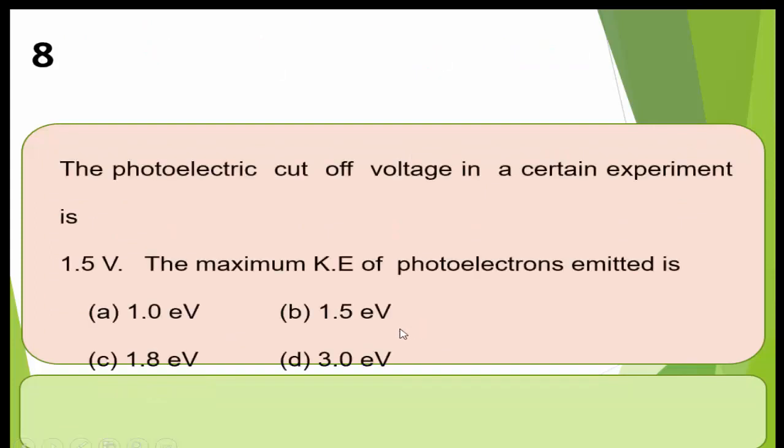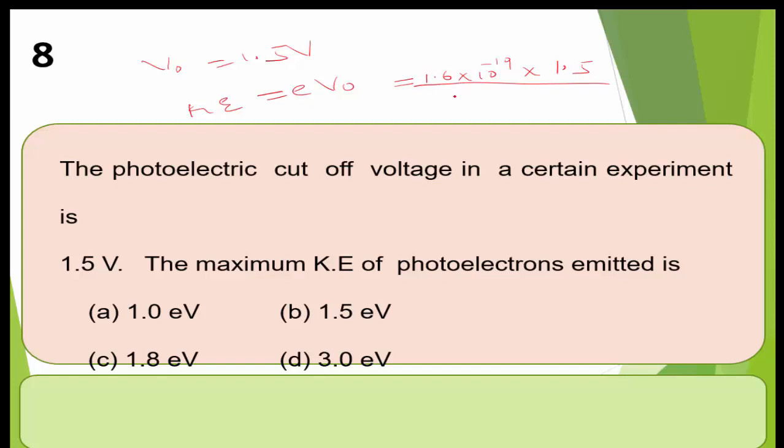Next question is question number 8. In a certain experiment, the photoelectric cutoff voltage is 1.5 volt. The maximum kinetic energy of photoelectrons emitted is, here the given value is V naught, V naught is equal to 1.5 volt. The kinetic energy is equal to the formula e into V naught. Now you get the equation: 1.6 into 10 to the power of minus 19 into 1.5, expressed in terms of electron volt.